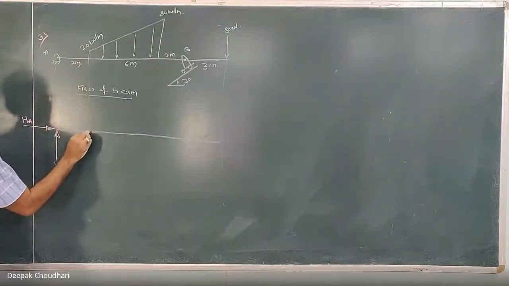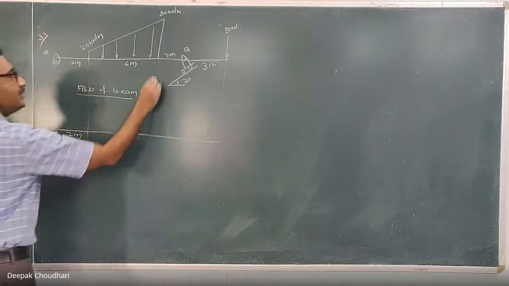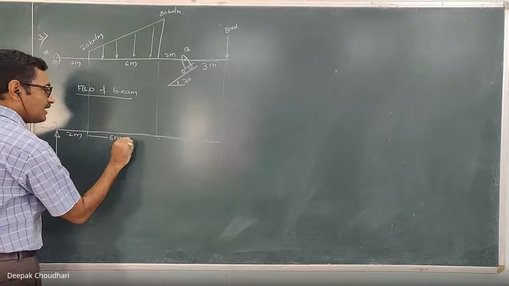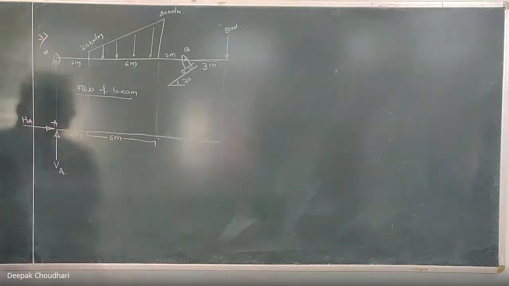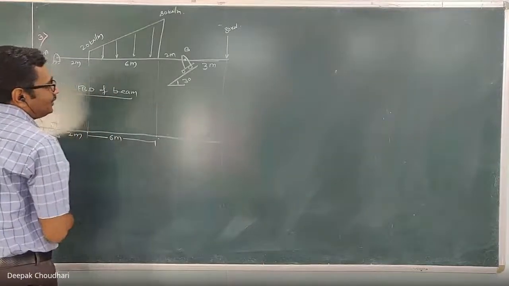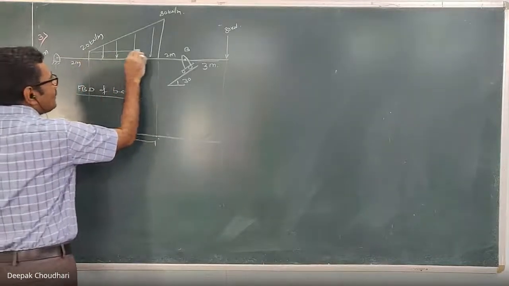Then after 2 meter, this is the 2 meter. This 2 meter to 6 meter, ये distance, show the distances properly. ये 6 meter पे UVL है. और ये UVL trapezoidal load है. So how to convert the trapezoidal load into equivalent point load? So split it into 2 parts.